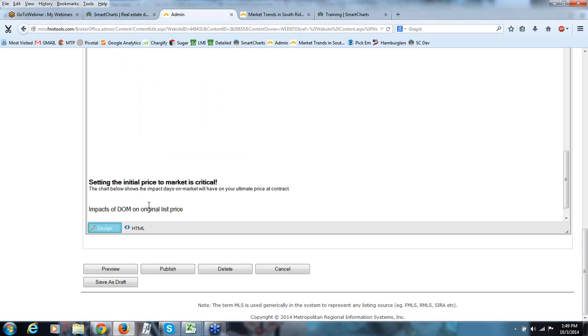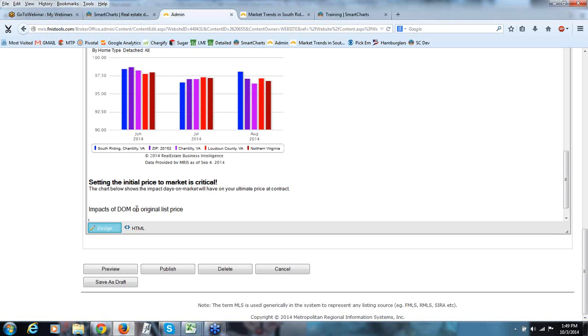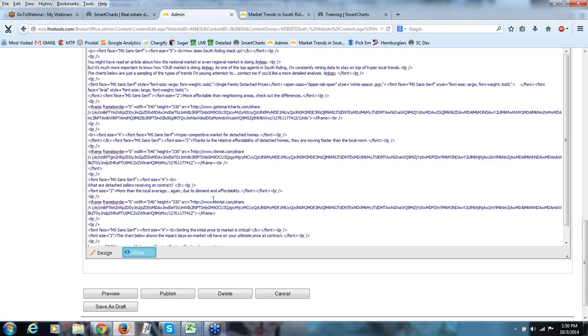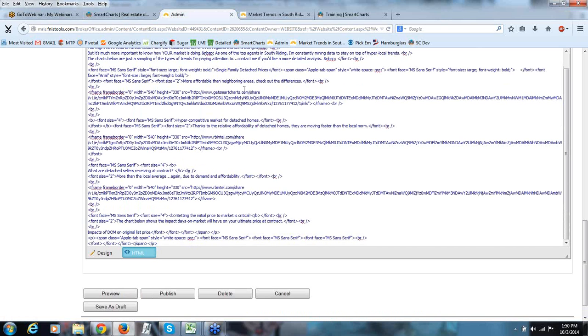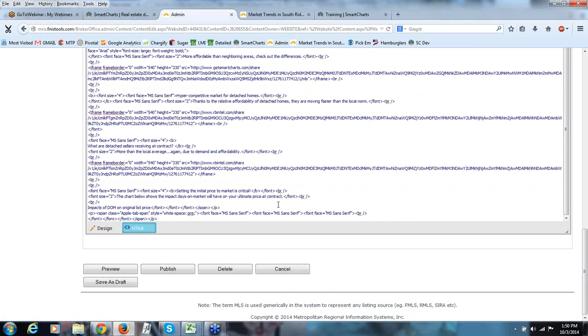So here in the WYSIWYG, I can see what that is. I don't know HTML. I'm not a web person, I'm a realtor. I don't want to get into all this code stuff. Well, all these CMS systems are going to have an HTML view. And you don't need to know how to use HTML necessarily.